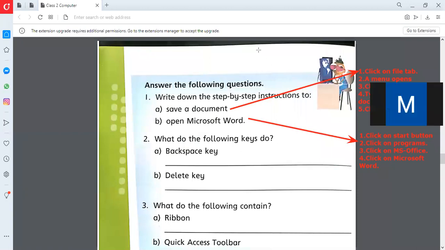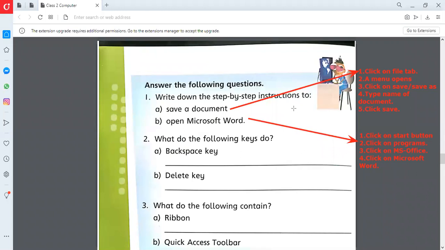So are you guys writing that in the notebook? Yes, sir. Okay, good. If you guys are writing, that's good. Everybody should write.